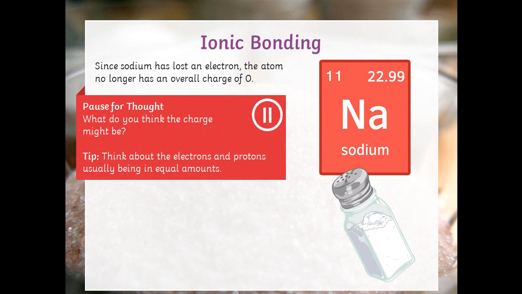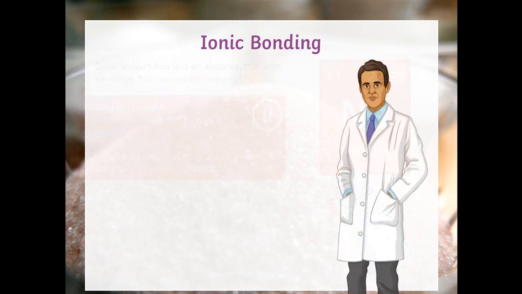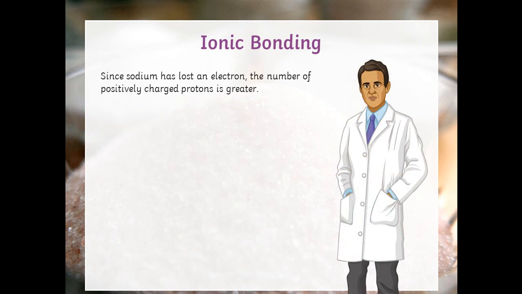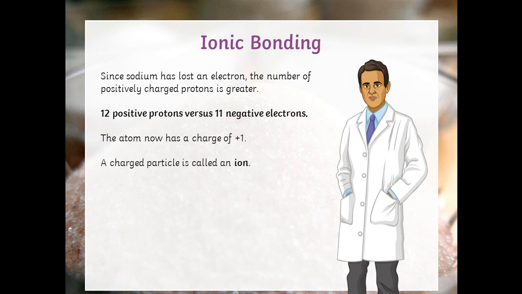Since sodium has now lost an electron, the atom no longer has an overall charge of 0. What do you think the charge might be? Think about the electrons and protons usually being in equal amounts. Since sodium has lost an electron, the number of positively charged protons is greater. Now, the sodium atom will have a charge of +1, and we know that a charged particle is known as an ion. This is where the name ionic bonding comes from.